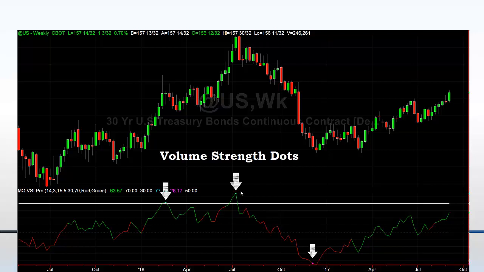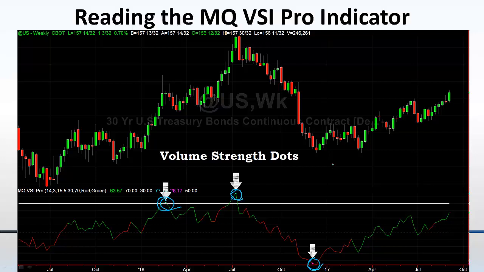Now the volume strength dots, that's where you see that little dot right there, or the little dot right there. Remember how I told you it's looking for an overbought or oversold condition where volume dries up? That's what this is. It's looking at the overbought and oversold condition, and it's saying, hey, pay attention, volume just died off. And again, it's looking at current volume as opposed to what the volume was on the rally. So it's looking for a market that's run, and then current volume starts to dry up, and then it's going to alert you to that condition.